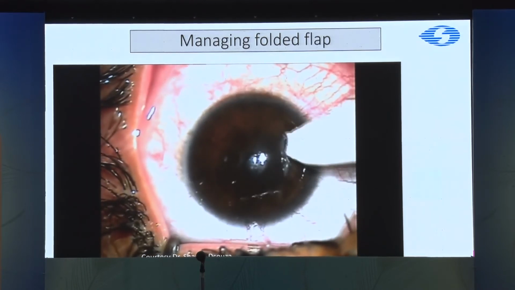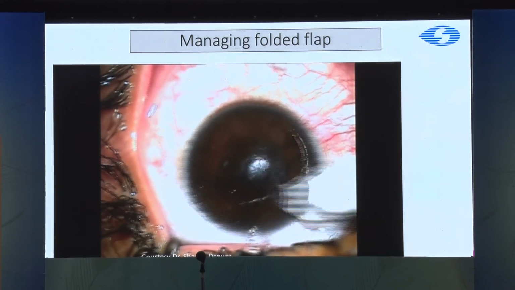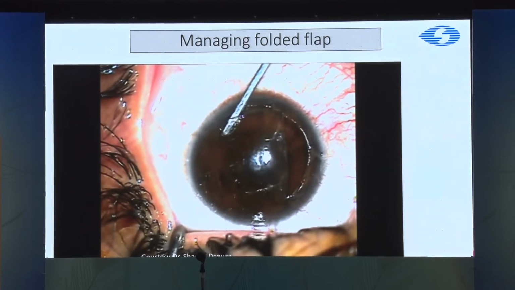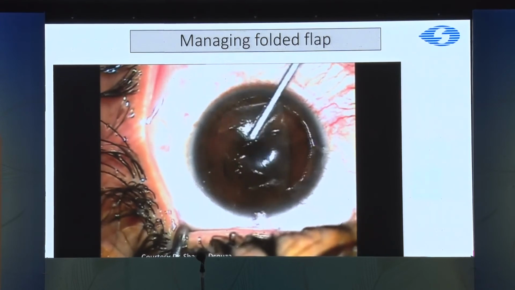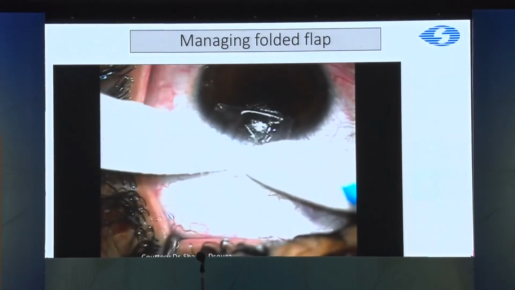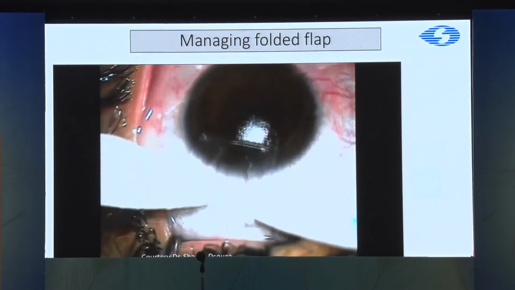The flap edge has inverted, and now there's epithelium that's grown into that particular area. So you actually need to debride the epithelium from there. The reason is that if you just lift this flap and put it over that, the epithelium will be under the flap, and that can lead to epithelial ingrowth and further problems.